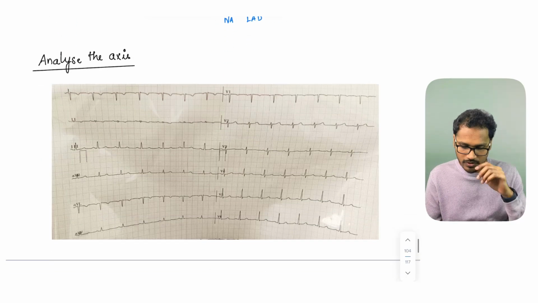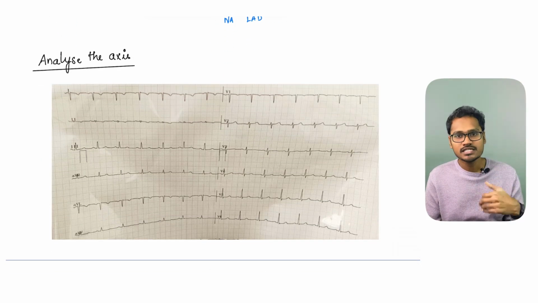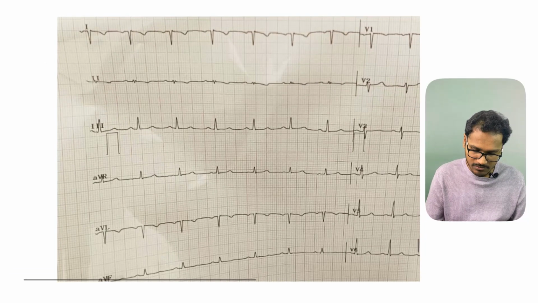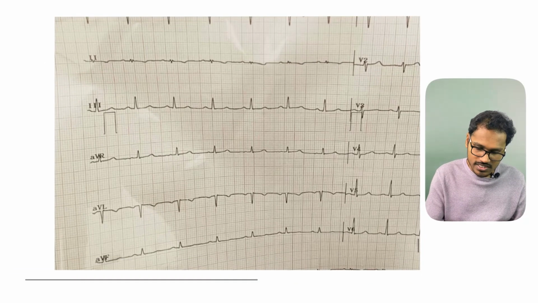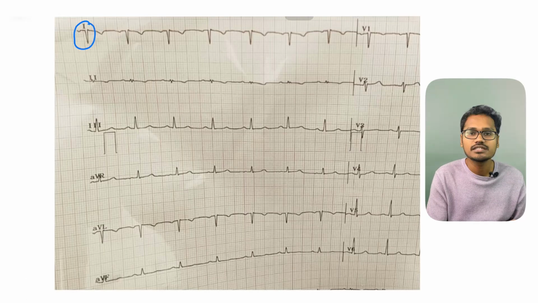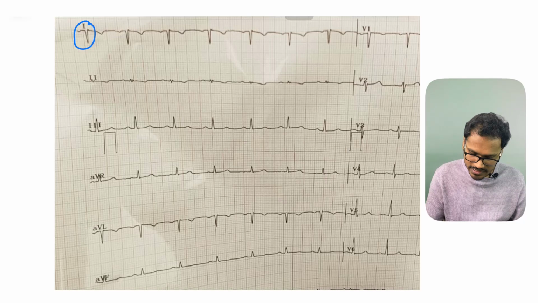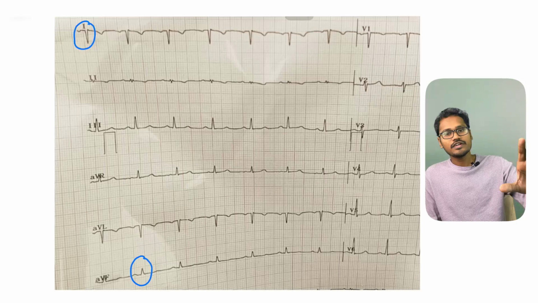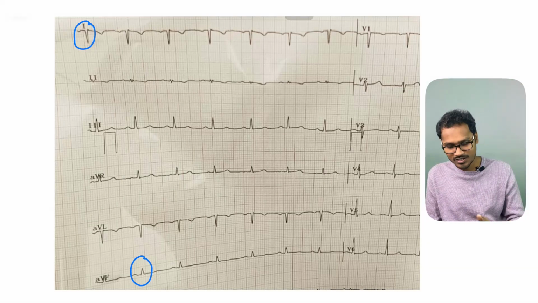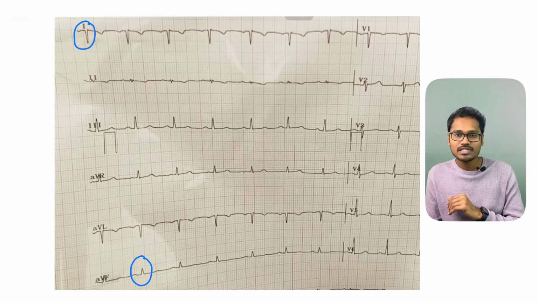Now I will give you a homework. Drop it in the comment section after analyzing the axis of this ECG sample which I have given. As you can see here, I will highlight it and show. In lead 1, the QRS complex is downwards. In lead AVF, the QRS complex is upwards. So once you get an ECG, you just have to look at 2 leads and now you know the answer, because I have already told you. You can drop in the comment section what is the axis of this particular ECG.